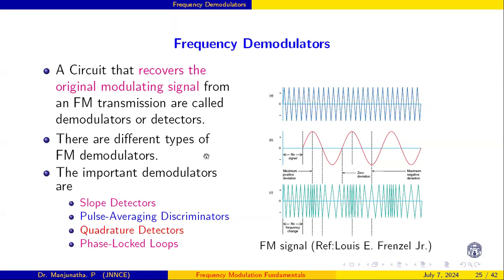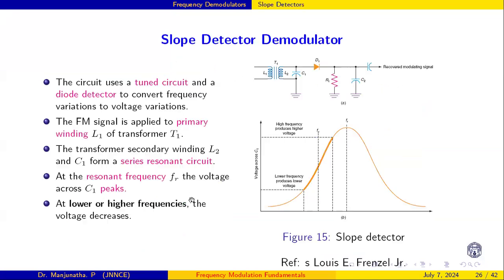There are different types of detector. Broadly we can classify them as slope detector, pulse averaging discriminator, quadrature detector, PLL. I'm going to discuss two of these demodulators. First we will see how the slope detector detects the transmitted original message signal. This is the message signal we have to retrieve back from the slope detector.